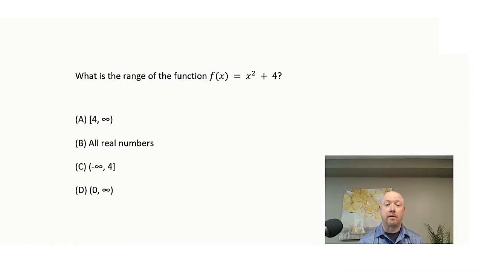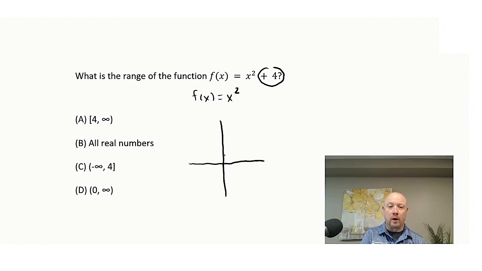What is the range of the function f of x is equal to x squared plus 4? Is it A, 4 to infinity? B, all real numbers, C, -infinity to 4, D, 0 to positive infinity. All right, so what we have here is the family of function x squared, and then we have a transformation, so we have a plus 4. So we're shifting the base graph of x squared up 4. So just making a little sketch for you here, we're going to have x squared being shifted up 4, and this opens up. So we can see it has a minimum value at 0, 4.